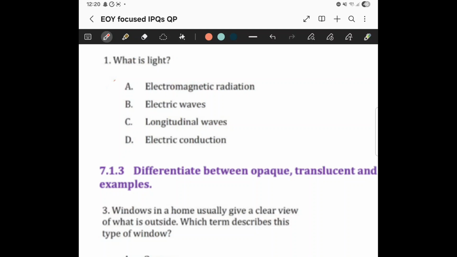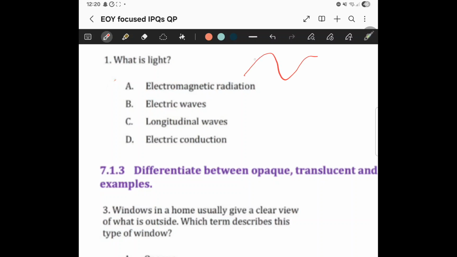What is light? Light is simply a wave. It's not an electric wave. It's an electromagnetic wave. It has an electric field and a magnetic field perpendicular to each other in a big packet, and it moves.